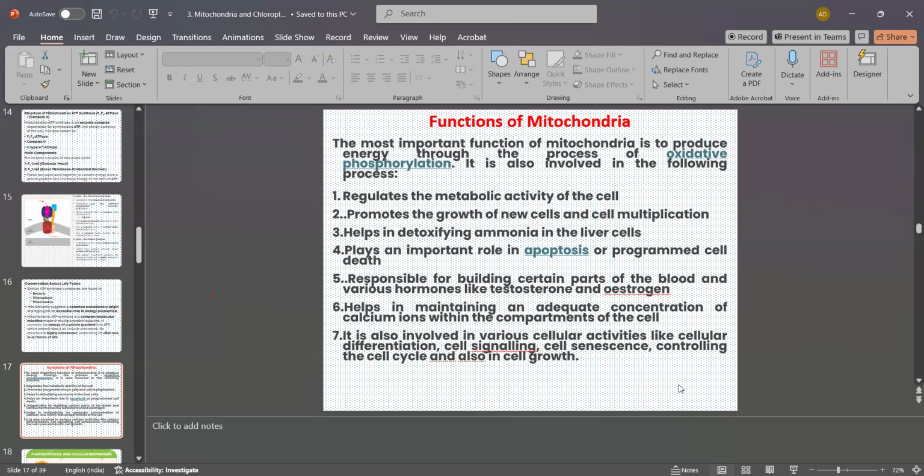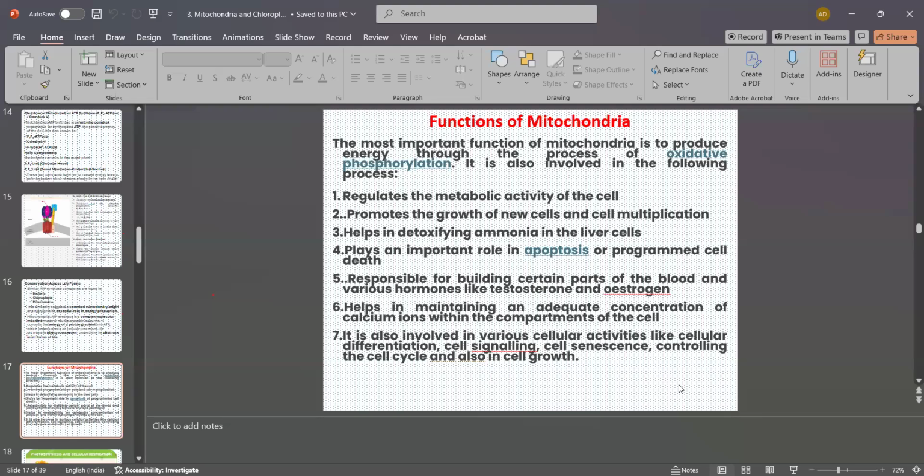Fourth, it plays an important role in apoptosis, or programmed cell death. Cell death depends on this mitochondrial function. Then the fifth one: it is responsible for building certain parts of the blood and various hormones like testosterone and estrogen. These are also reproductive hormones, which are majorly active in reproduction, male and female. That activity depends on the mitochondria.